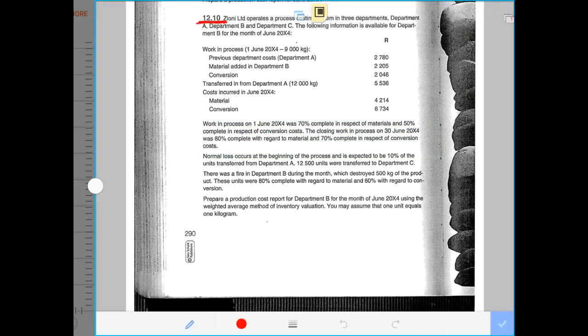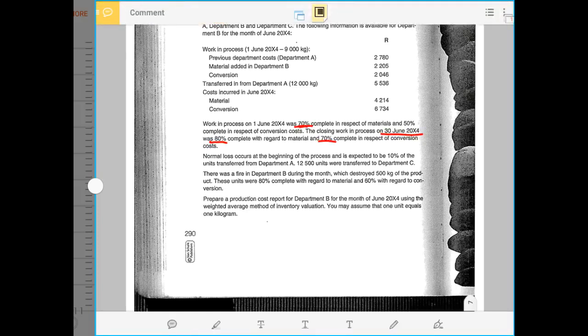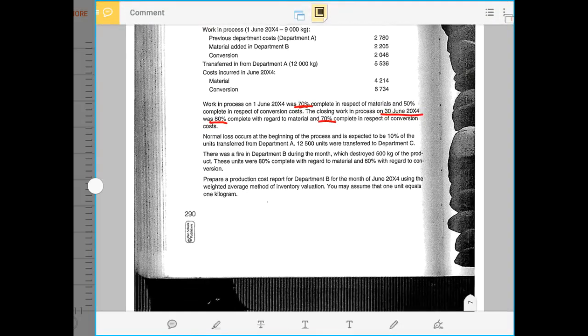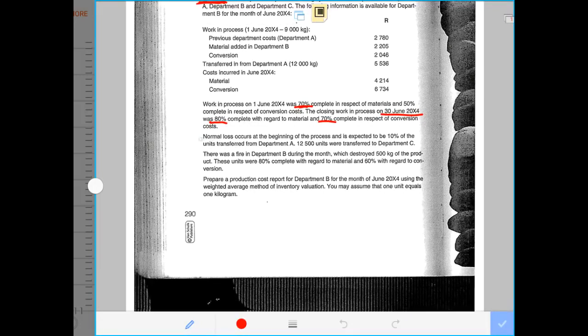However, we don't know the closing balance of the work in process, but we know only the percentage of completion of the closing balance. And again, we don't know the opening balance, but we know that it was 70% in terms of completion.